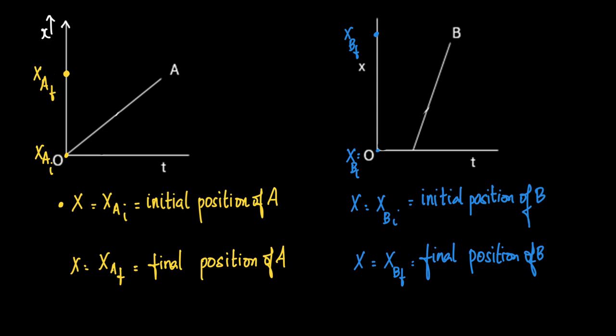So from the two graphs, motion for A and B, we can mark a couple of positions here. Which are they? Since the x-axis represents position, I can take xai, which is position of A initial, and xaf, which is position of A final. Likewise, xbi, position of B initial, xbf, position of B final, which actually corresponds to these two positions here.